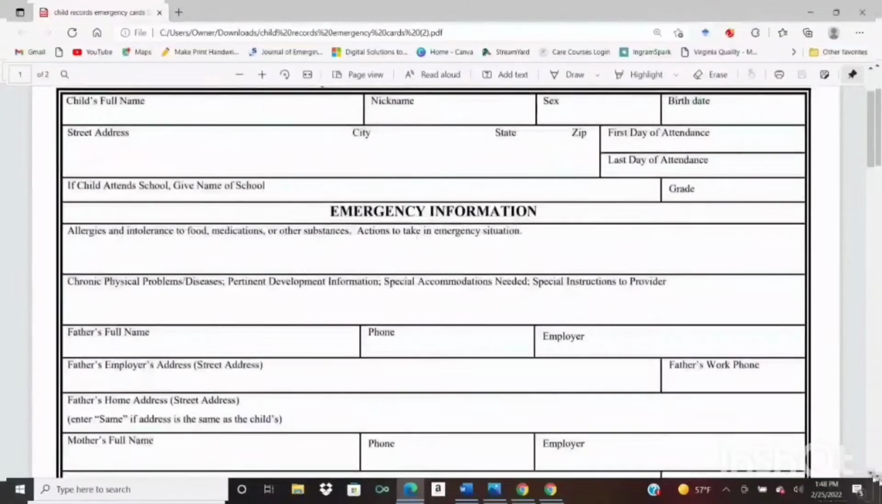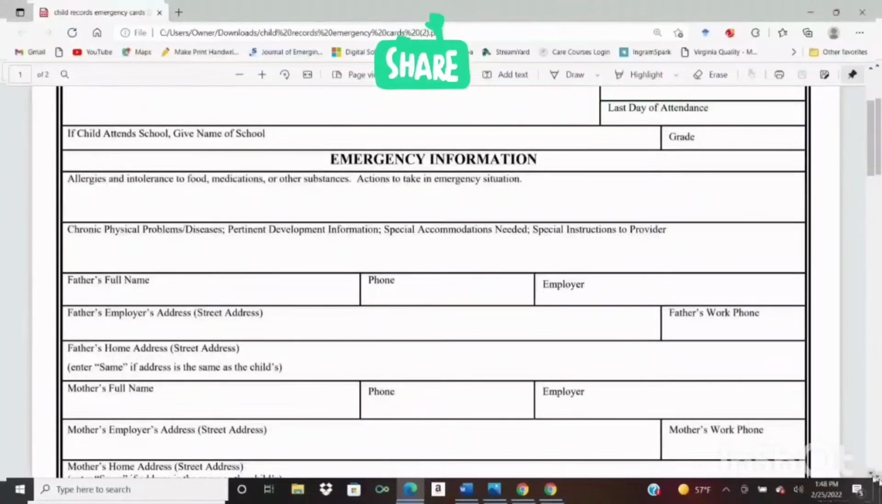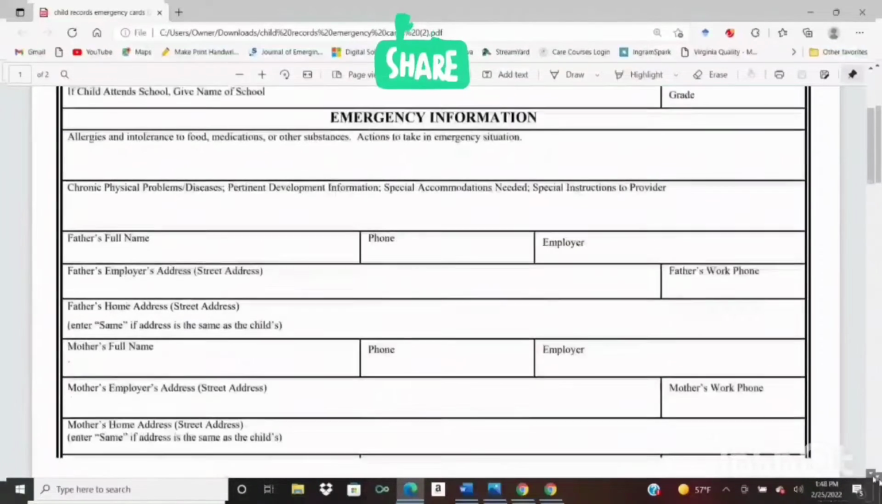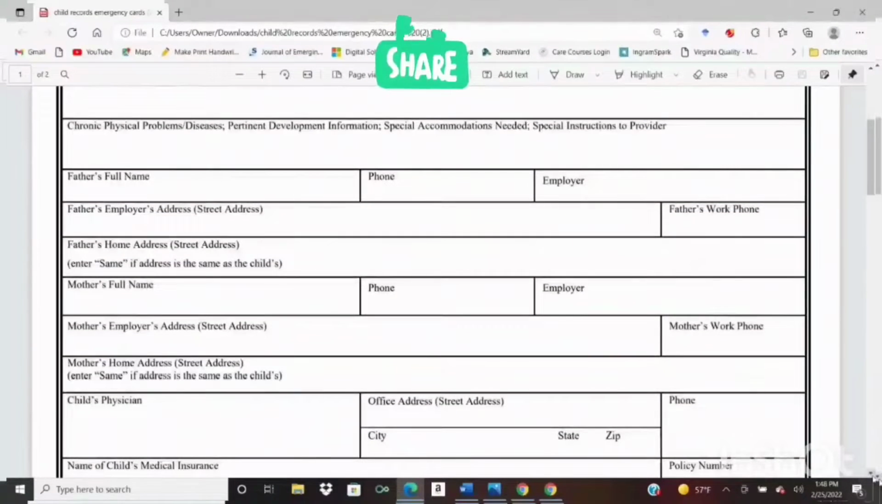This is another major important part. Emergency information, allergies and intolerance to food, medications or other substances. And if that happens by accident, what action to take in emergency situation, chronic physical problems or diseases, pertinent development information, special accommodations needed, special instructions to provider.